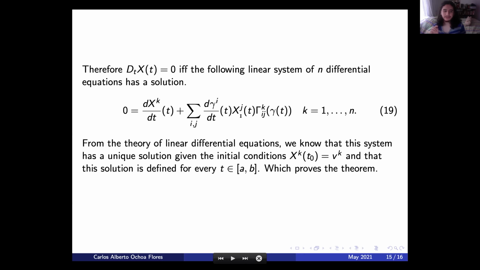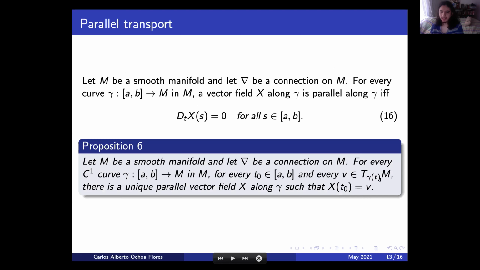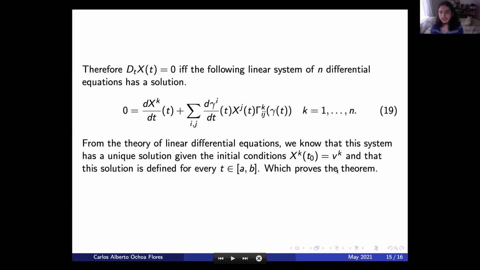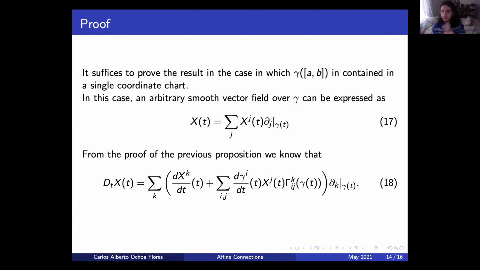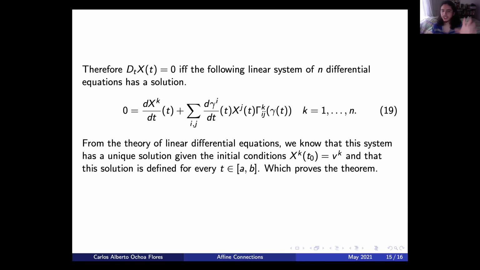And since the system is linear, we know that it has a unique solution given a particular initial condition, where the initial condition is determined by this value, and that the solution will be defined for every point in the interval where we are working. And that proves the theorem, right? Because we said it is enough to work in a single coordinate chart, and then we saw that in a single coordinate chart, the problem has a solution.